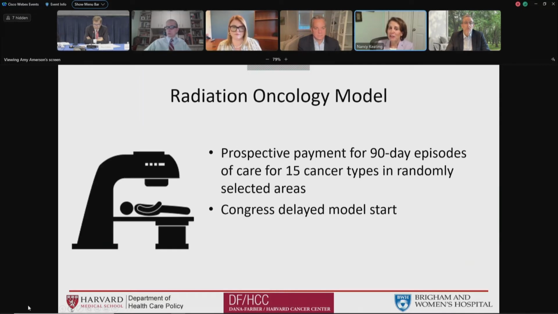CMS has also been developing other models relevant to oncology care. The Radiation Oncology Model was proposed as a mandatory model that would provide prospective payment for 90-day episodes of care for 15 cancer types undergoing radiation therapy. There are rewards for maintaining and improving quality and patient experiences. However, Congress delayed the model to start no sooner than January of 2023. Then CMS delayed it further to a date to be determined through rulemaking following public comments that were due in June of 2022. Next slide.